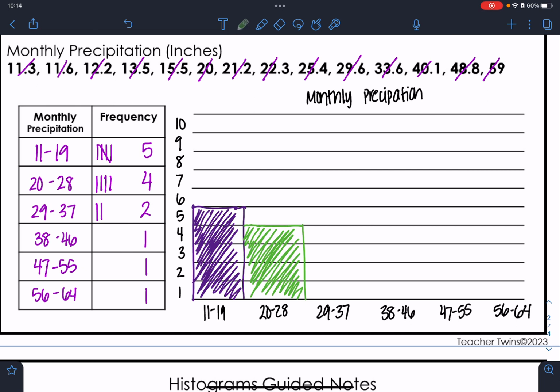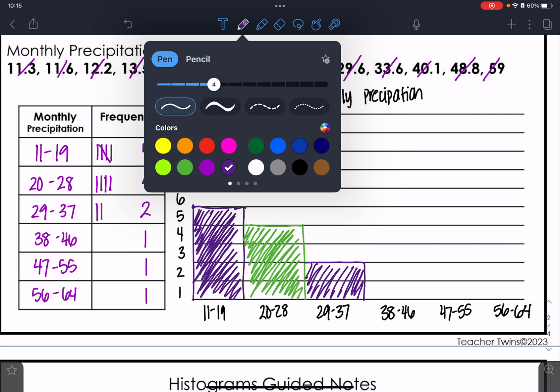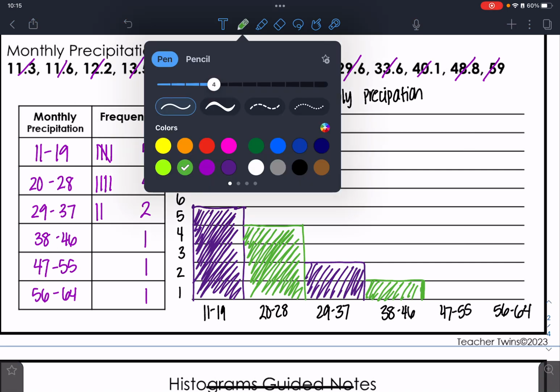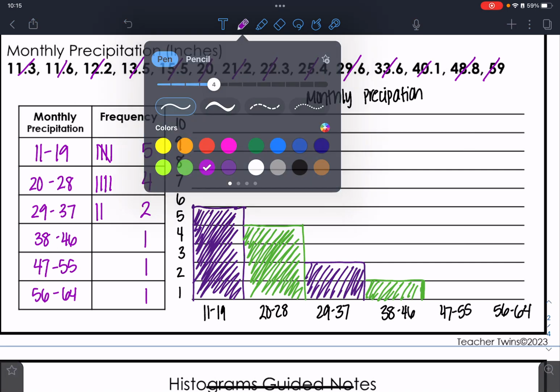Okay, the next one we had a frequency of 2, so we're going to shade 2 spaces. And then all the remaining ones we had a frequency of 1. So as long as you are showing that those are separate bars from each other, like if you're using a pencil, I would maybe shade in that boundary a little bit darker so that way you can tell that they are all different. They are separate from each other, but they will all be 1 for those last couple.